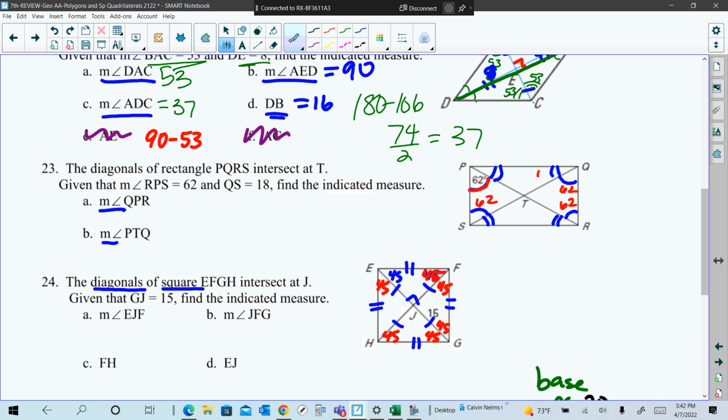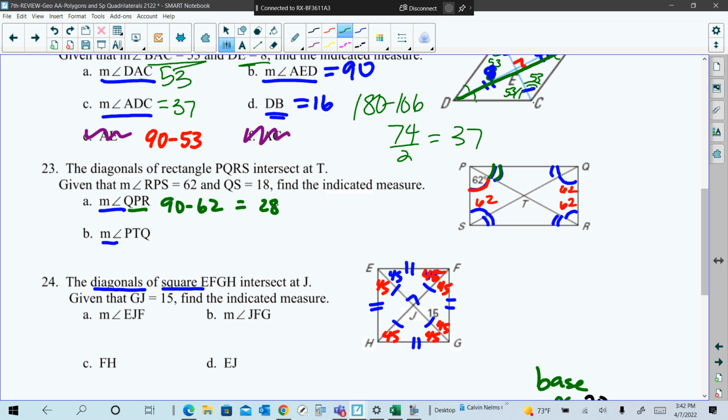62. And then this needs to get erased. Now, to get that angle adjacent to it, which I believe is QPR, that's that double arc right there, you're going to have to do 90 minus 62. So we should have 28 for this one.